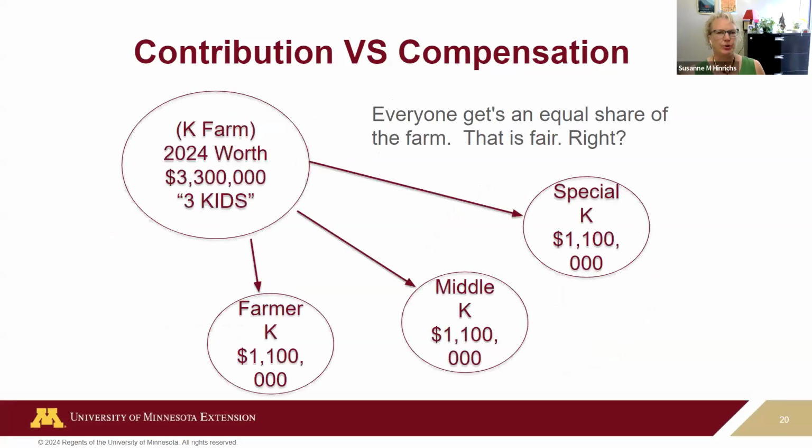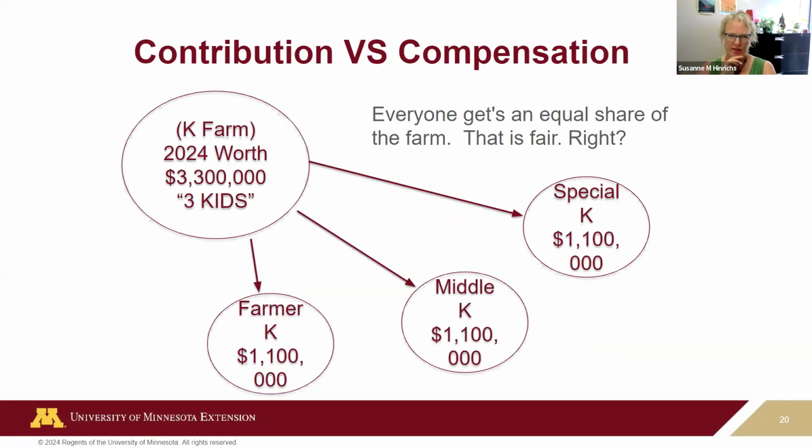So what do you do when you're thinking about farm transition and how to transfer this fairly? We know that, if Farmer Junior is going to continue to farm, he needs those acres to farm on that land. Dividing it up would be hard. So what if you just divide it up in an equal share?